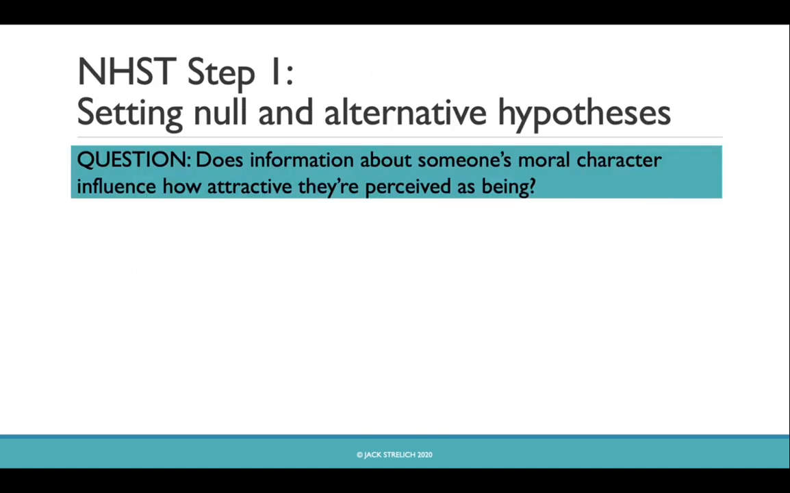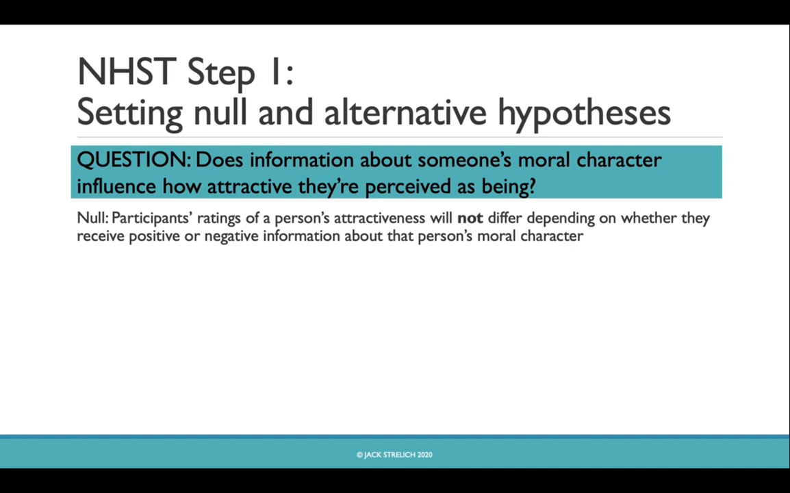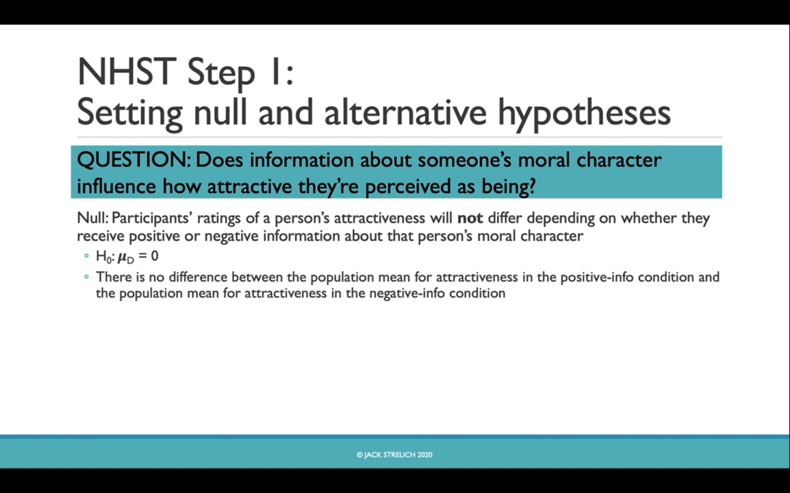Let's begin, as always, with step 1 of null hypothesis significance testing, setting the null and alternative hypotheses. So again, our research question is, does information about someone's moral character influence how attractive they're perceived as being? Our null hypothesis will be that participants' ratings of a person's attractiveness will not differ depending on whether they receive positive or negative information about that person's moral character. We can represent this simply by stating that the null hypothesis is that mu sub d, the population mean of difference scores, is 0. In other words, there is no difference between the population mean for attractiveness in the positive info condition and the population mean for attractiveness in the negative info condition.